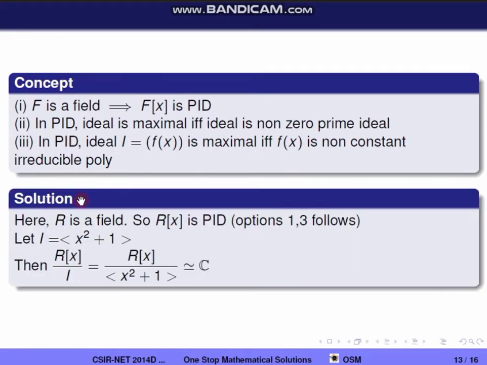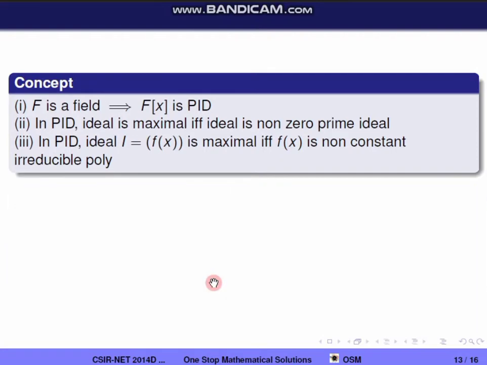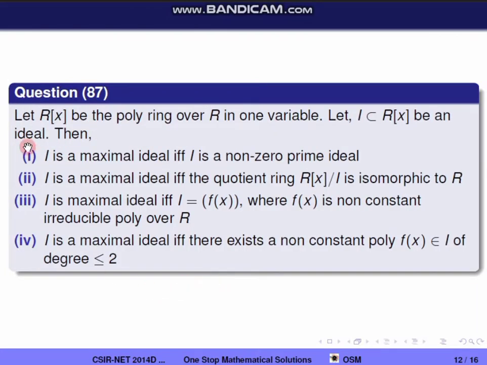So here R is the real numbers, so R is a field, so R[x] is a PID. Therefore options 1 and 3 follow from concepts 2 and 3. Suppose I take I to be generated by x² + 1, then R[x]/I, which is R[x] modulo the ideal generated by x² + 1, is isomorphic to C. That is, R[x]/I is not isomorphic to R here. So this is a counterexample to option 2. So we'll check the correct options. So the correct options are 1 and 3.